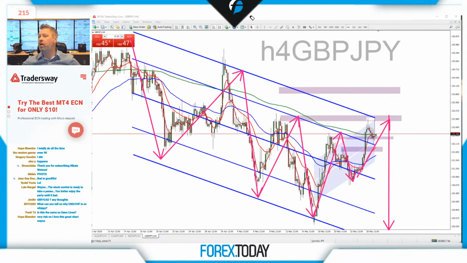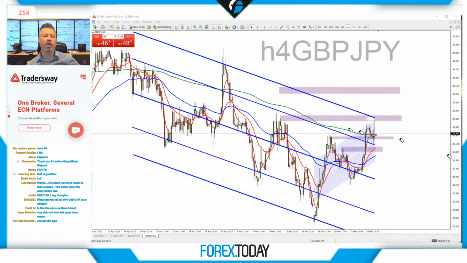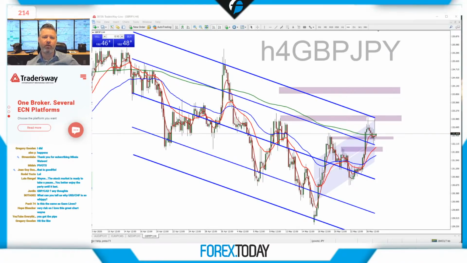I want to be a bull. Okay? So that means I know where I want to buy and I know when I'm wrong. The most important information you can observe on a chart is to know when you're wrong.